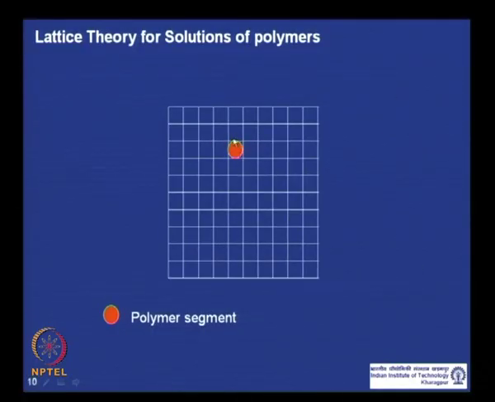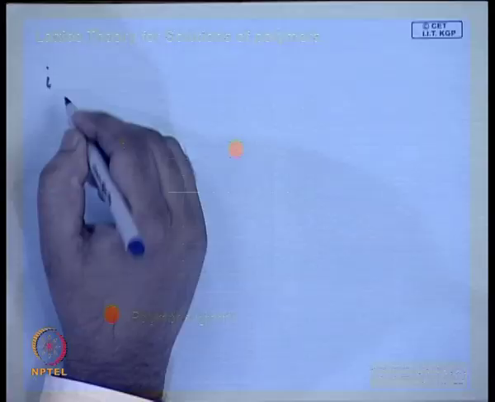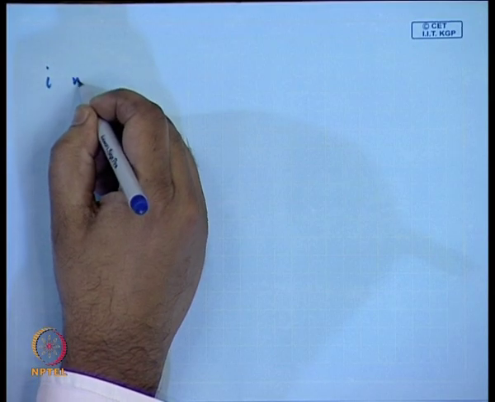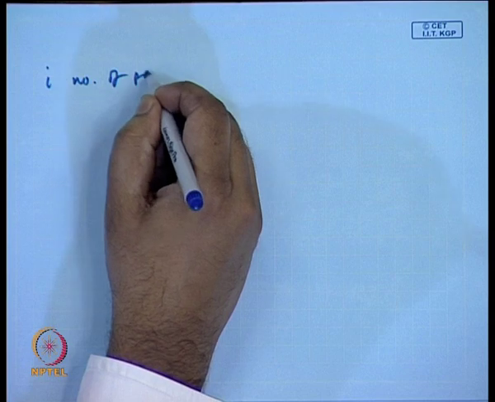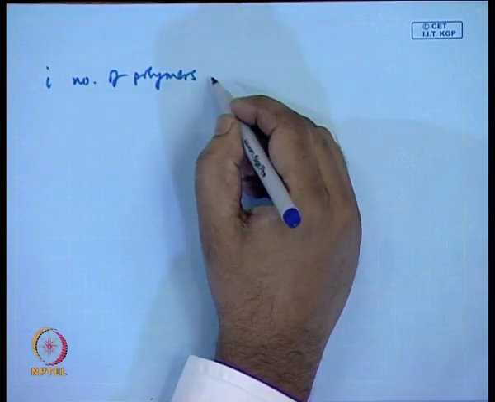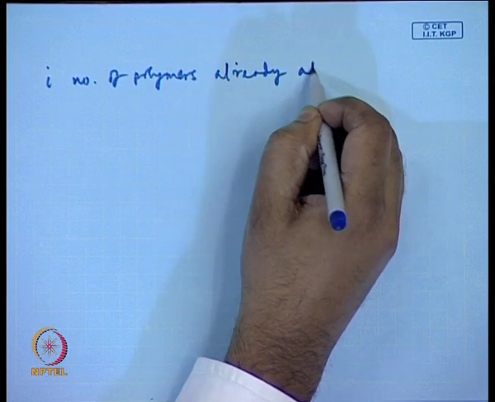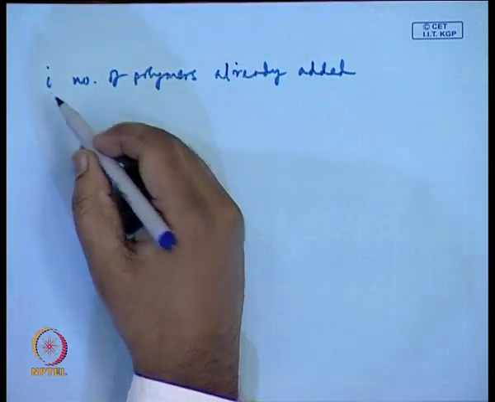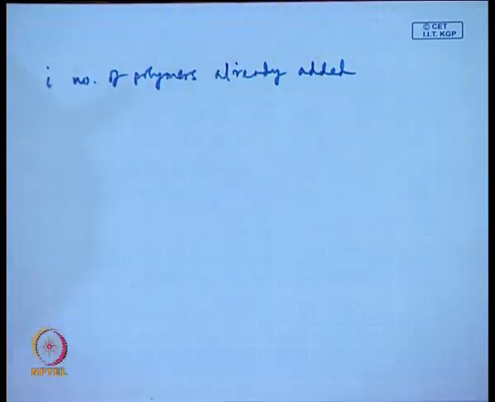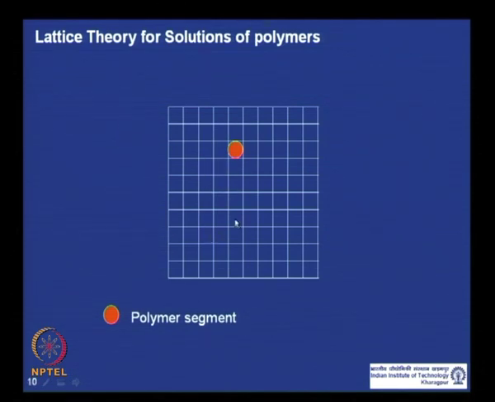Now, how are we going to add these polymer segments? See, if we have already added I number of polymers, we have already added them in this 3D lattice, but those I number of polymer molecules are not shown here to make this picture clear.